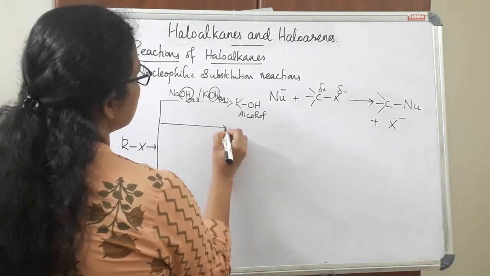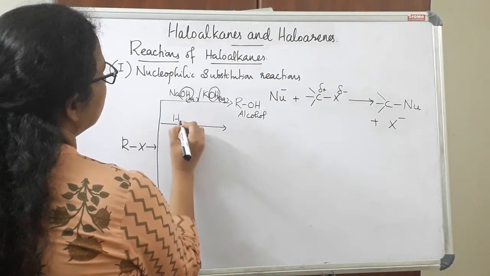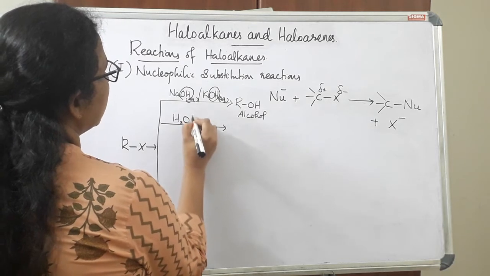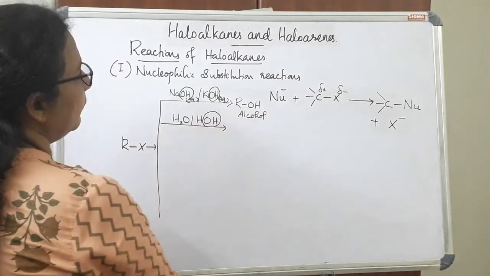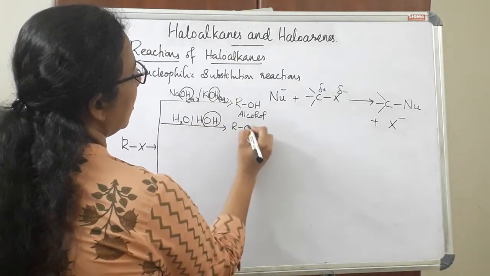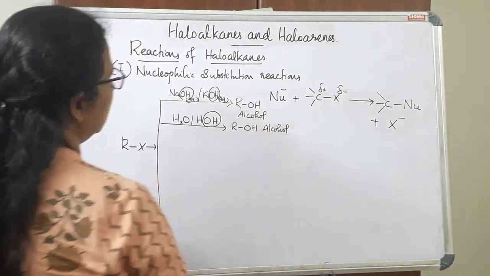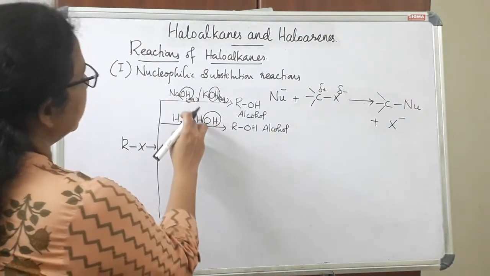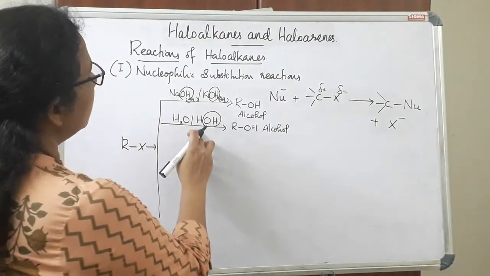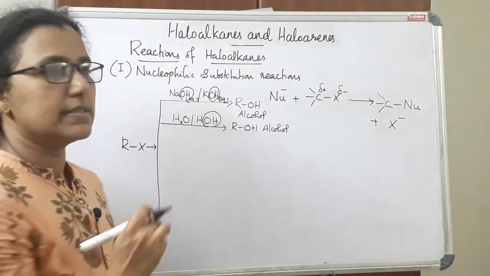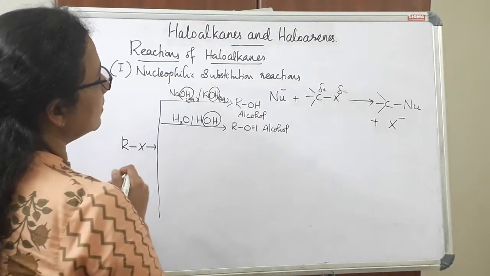Then the next one is H2O. H2O can be represented like HOH, and we know that OH is the nucleophilic part. Here also we will get ROH as the main product. This is also alcohol. So in these two cases, the first one is aqueous NaOH or aqueous KOH, the second one is H2O. In these two cases, OH is the nucleophilic part and that is substituted and we will get alcohols.